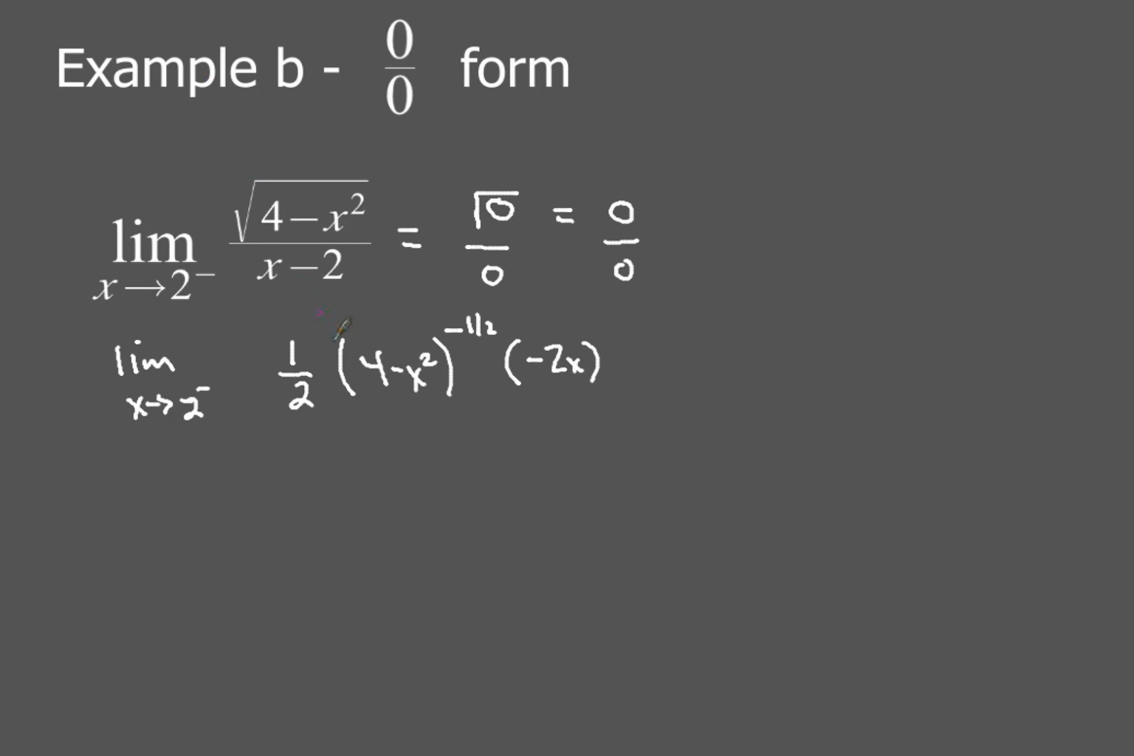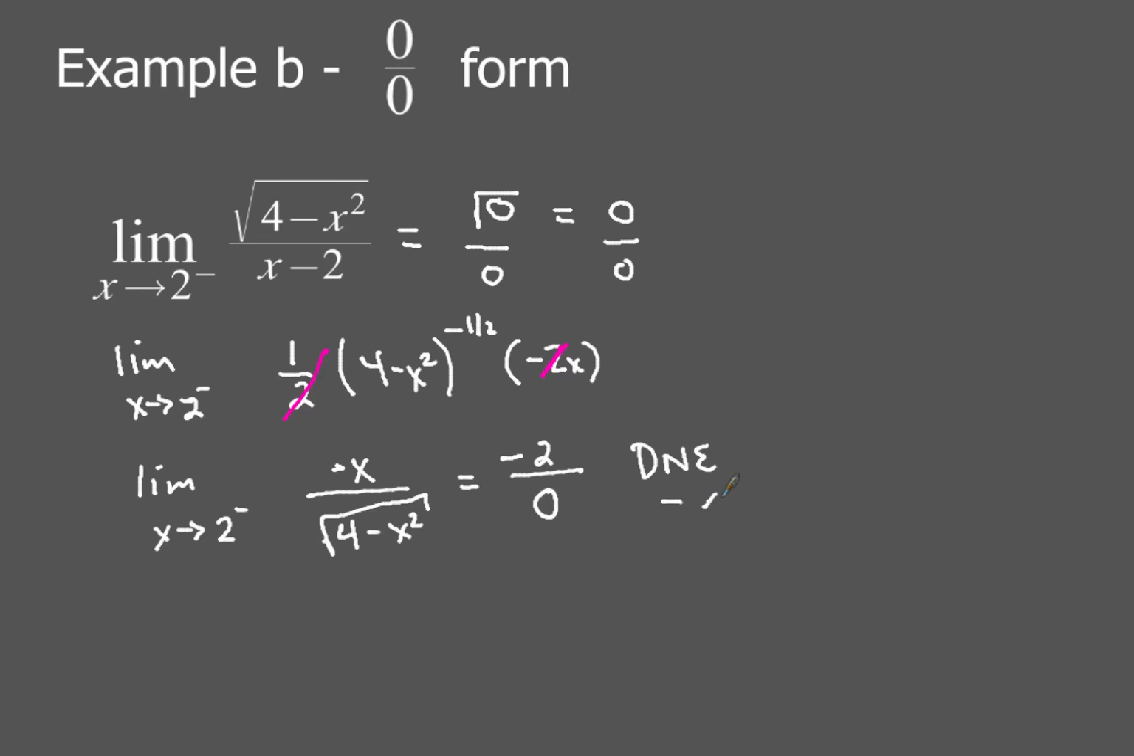Now this is kind of nice because the 1/2 and the negative 2 are going to cancel. So the only thing we'll be left with is, if we put a 2 in and evaluate that directly, negative 2x over the square root of 4 minus x squared, which gives us negative 2 over 0. Now, this tells us a couple of things. It tells us the limit doesn't exist, and it also tells us that the limit approaches negative infinity.